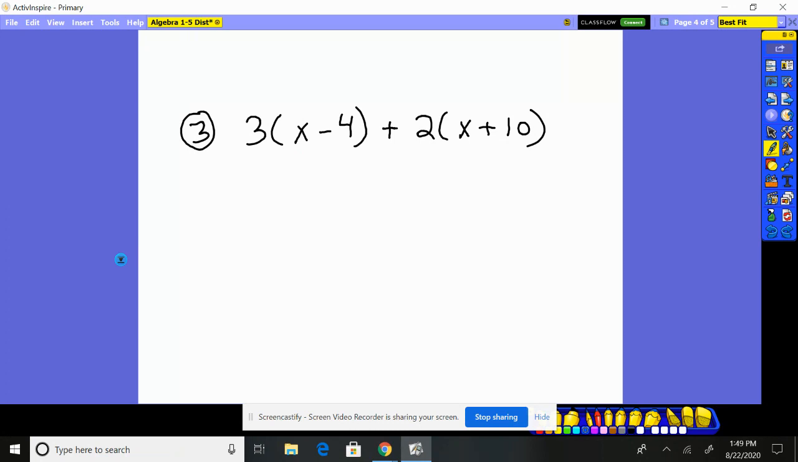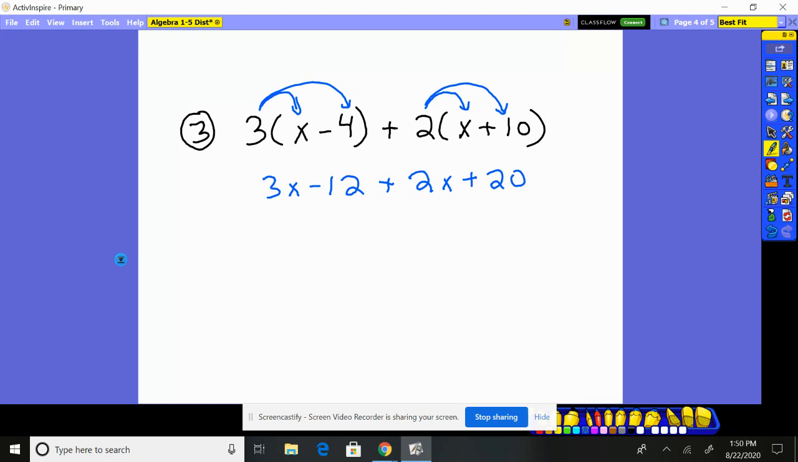Now I have 3 times this whole thing, x minus 4, plus 2 times that whole x plus 10, that whole quantity there. So when we see the number outside of the parentheses, we're like, hey, we have 3 of everything in there. So we're going to distribute the 3 through here. Here of the x plus 10, that's the meal deal. We're distributing the 2 through because we have 2 of everything inside those parentheses. So 3 times x is 3x. 3 times that subtracting 4 is subtracting 12. 2 distributed through is 2x, and 2 times the 10 is 20.